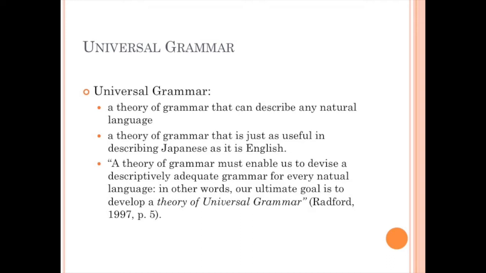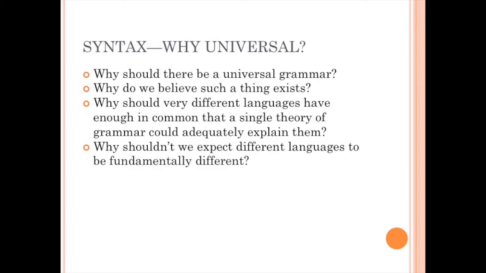According to Radford, a theory of grammar must enable us to devise a descriptively adequate grammar for every natural language. In other words, our ultimate goal is to develop a theory of universal grammar. But why should there be a universal grammar? Why do we believe such a thing exists?